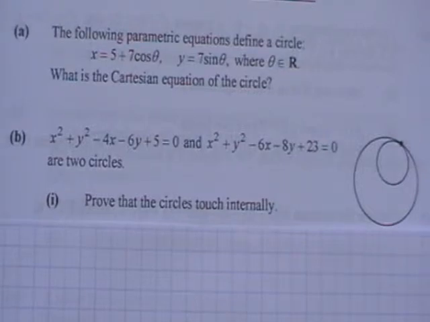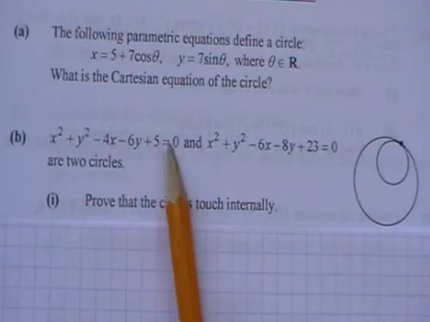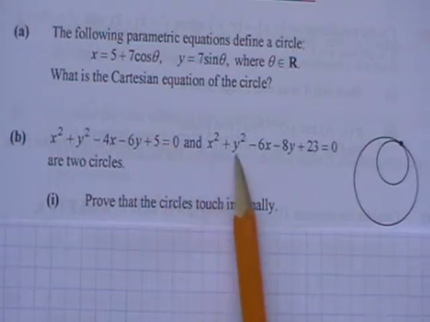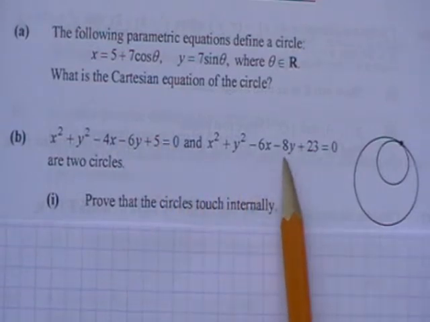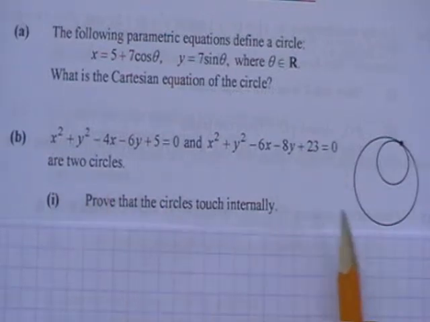2007, Paper 2, Question 1b, Part 1. x squared plus y squared minus 4x minus 6y plus 5 equals 0, and x squared plus y squared minus 6x minus 8y plus 23 equals 0 are two circles. Prove that the circles touch internally.